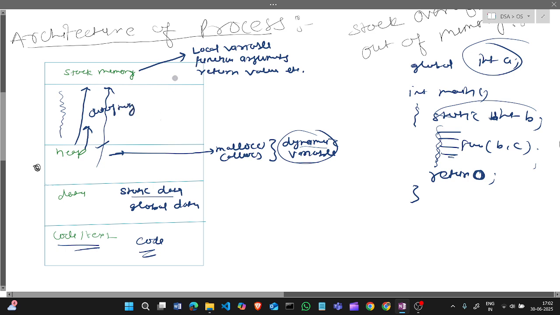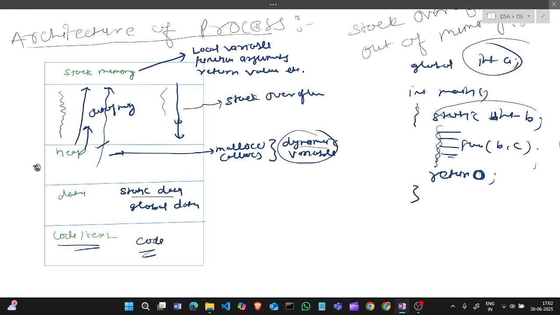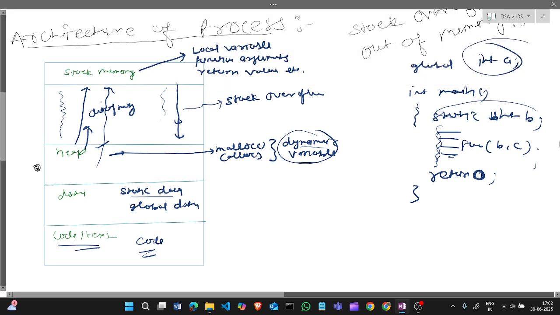And when the local variables, function arguments, and return types are more, then the stack memory uses this empty space, and this is called stack overflow. So the out of memory message comes when the heap memory is filled fully, and stack overflow comes when the stack memory uses this empty space fully.